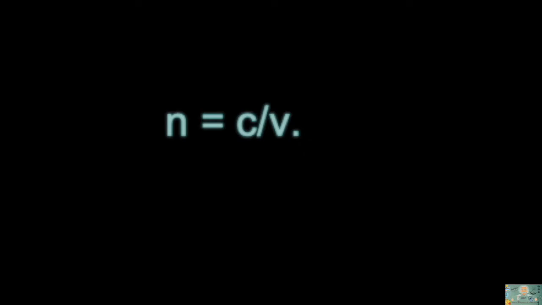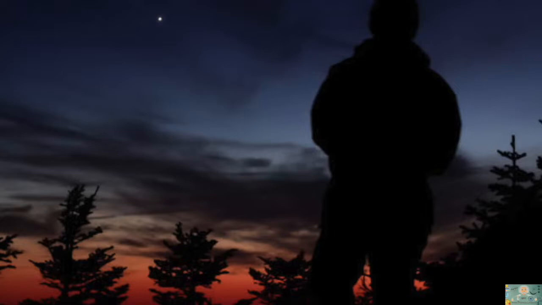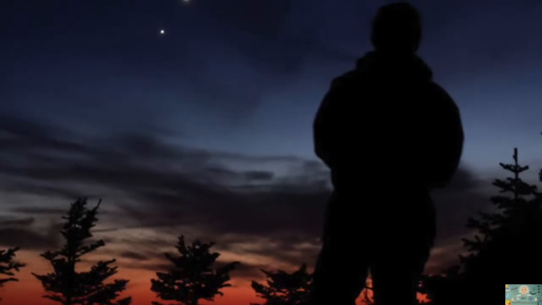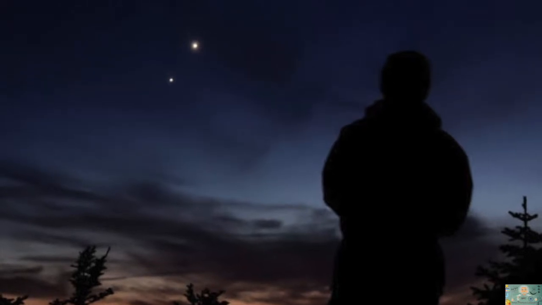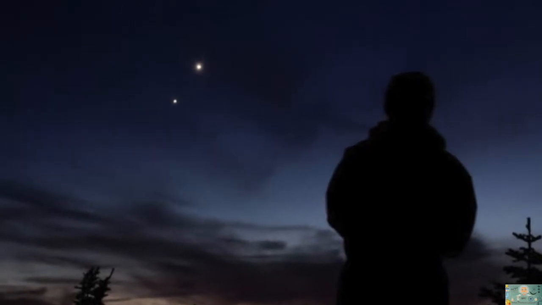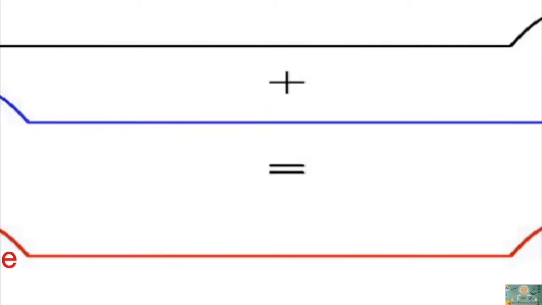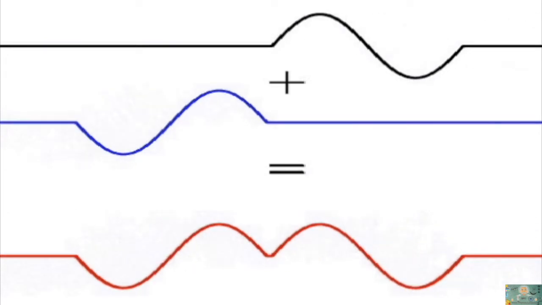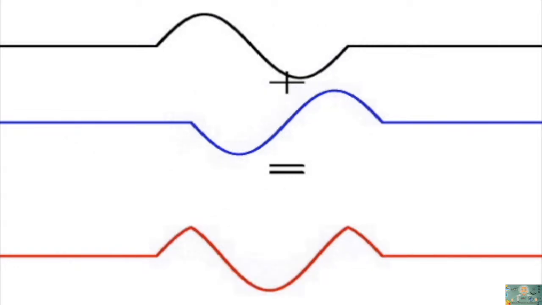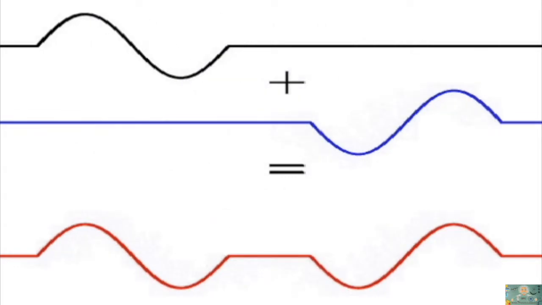What are the applications of refraction? The shifting of the position of stars because of atmospheric refraction is one of the main applications of refraction. And interference. Interference is a phenomenon in which two waves superpose to form a resultant wave of greater, lower or the same amplitude.